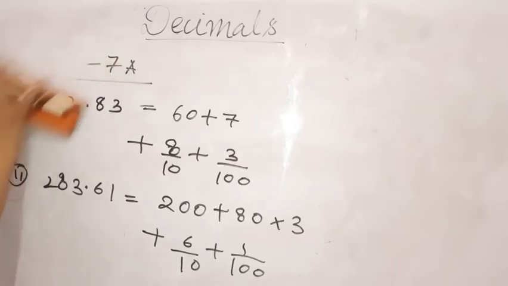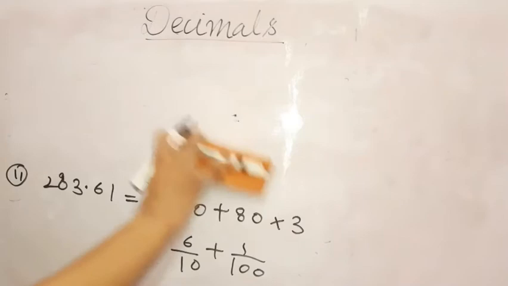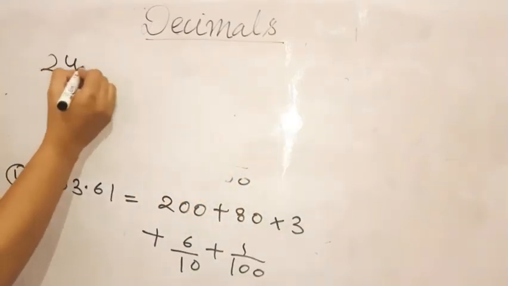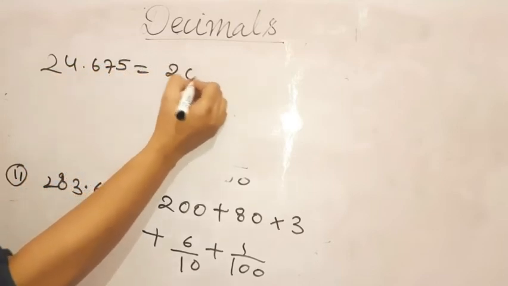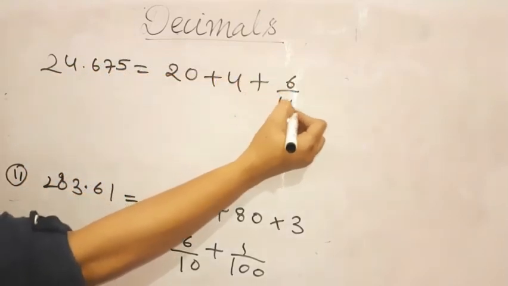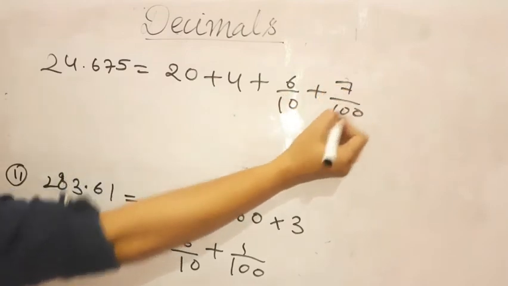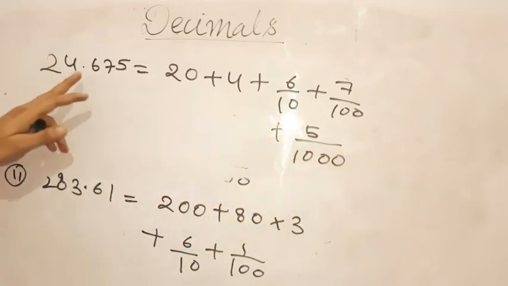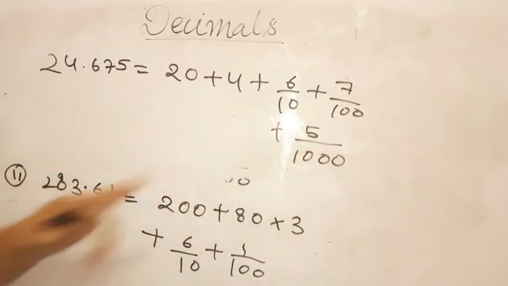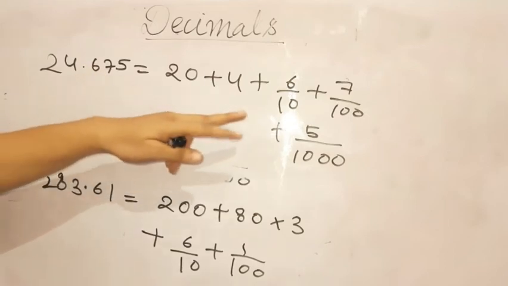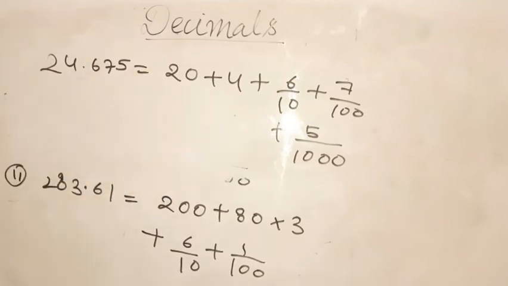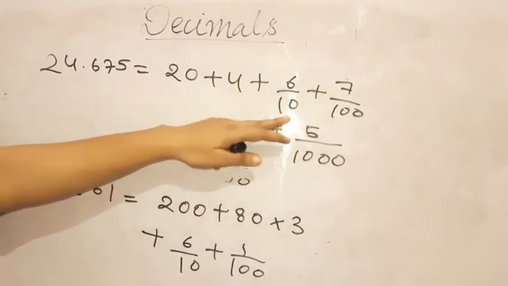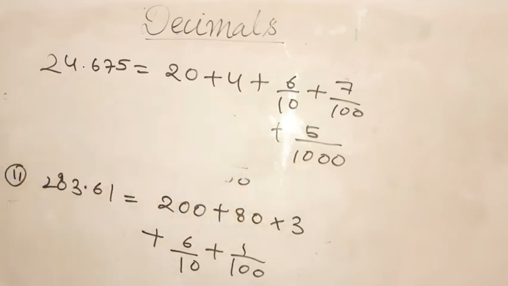First of all, let me rub the first option. Okay, so option number 3 is 24.675. It will be written like this: 20 plus 4 plus 6 upon 10 plus 7 upon 100 plus 5 upon 1000. Because there are 3 places, so 3 zeros in the denominator, and for 2 places, 2 zeros in the denominator. This is 6 tenths, this is 7 hundredths, and 5 thousandths at the end.